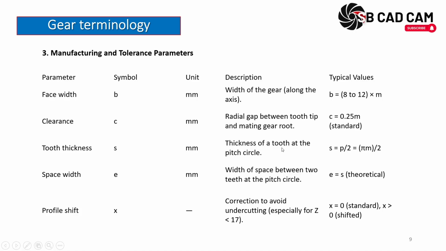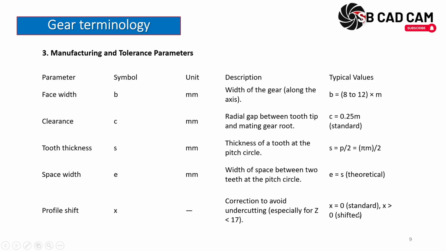The thickness of the tooth at the pitch circle, we calculate it with this. And space width, it is the width of the space between two teeth at the pitch circle. We have this theoretically. And profile shift x, it is the correction to avoid undercutting, especially for Z under 17.